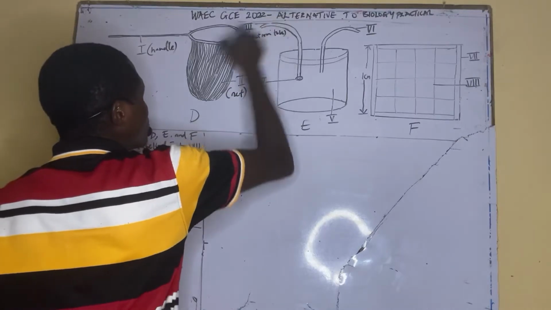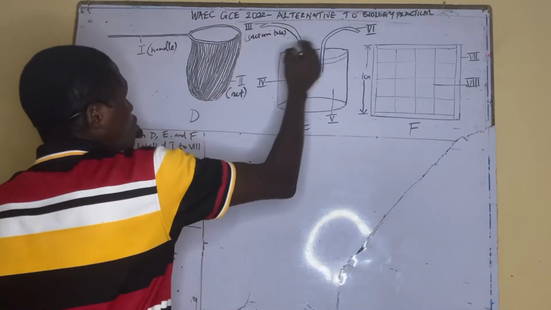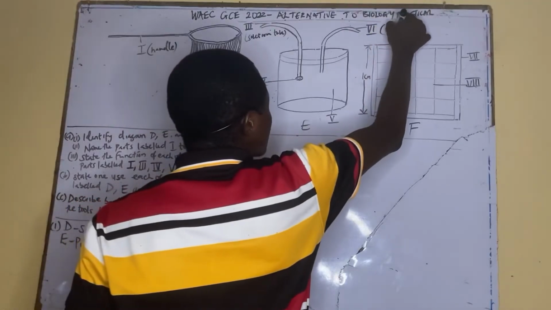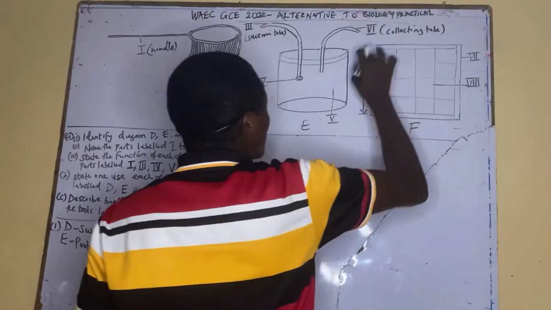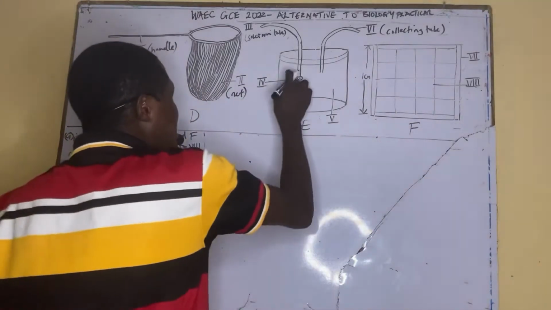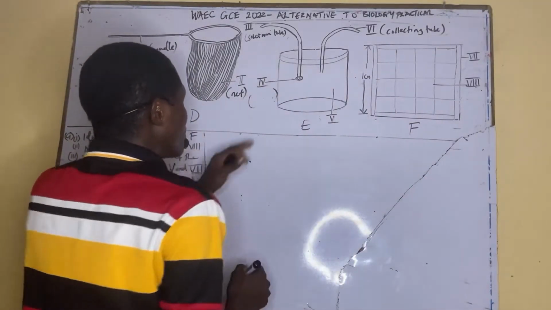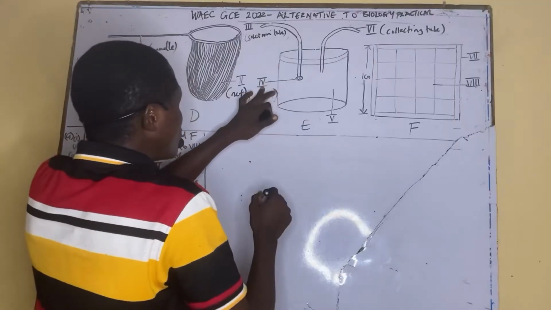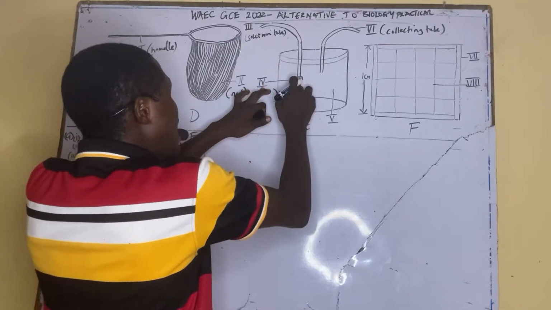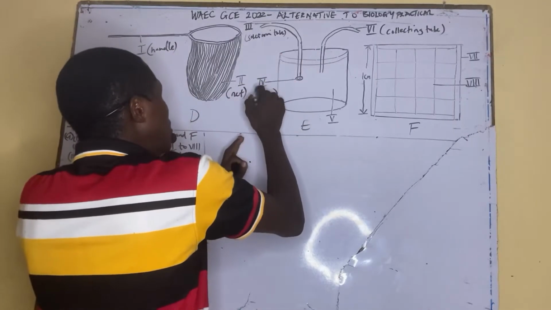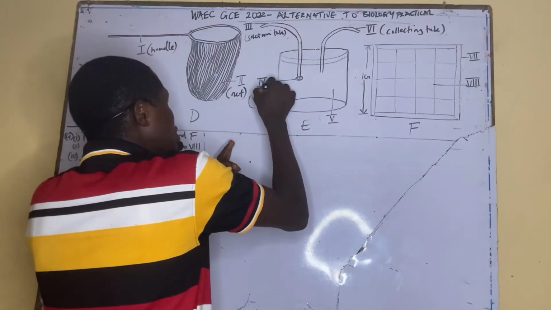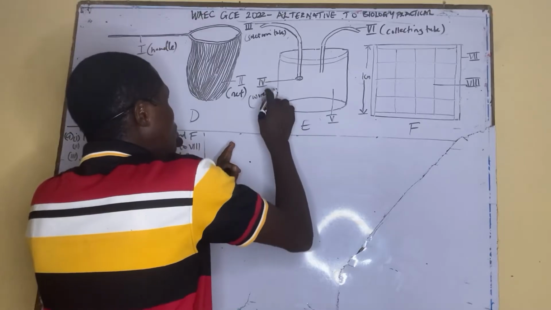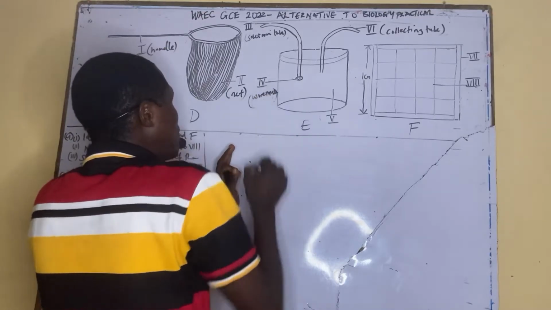This is the suction tube. This other one is the collecting tube. And this one, Roman figure 4, which is at the extreme end of the suction tube, is known as the wire mesh. We call it wire mesh.